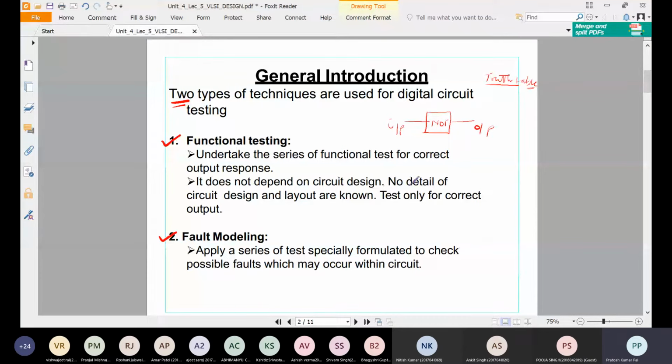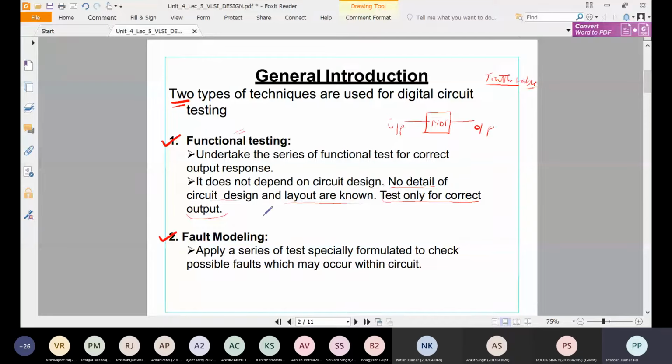Here no details of circuit design and layout are known, so we will not have any detail regarding how the circuit has been designed, whether it has been designed using CMOS technology, PMOS, or pseudo NMOS technology. Whatever technology has been used will not be available while testing the function, and we will not know the layout either. We test only for the correct output. So we will be testing the chip only for the correct output. That means whatever input we provide, we will just test the output that comes out. That is called functional testing.